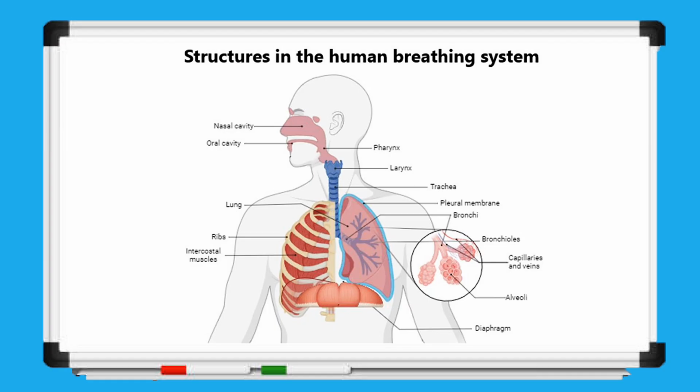Just below it, we have the larynx, also known as the voice box, located in the neck. From there, air passes down through the trachea, or windpipe, which carries air toward the lungs. Surrounding the lungs is the pleural membrane, a double-layered covering that protects and cushions the lungs. The trachea then divides into two main branches called the bronchi, each leading into one lung. Inside the lungs, the bronchi further divide into smaller and finer tubes known as bronchioles.